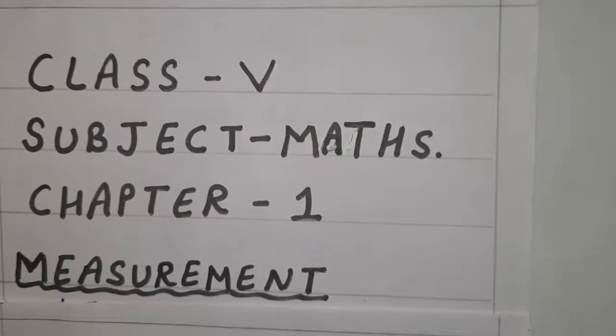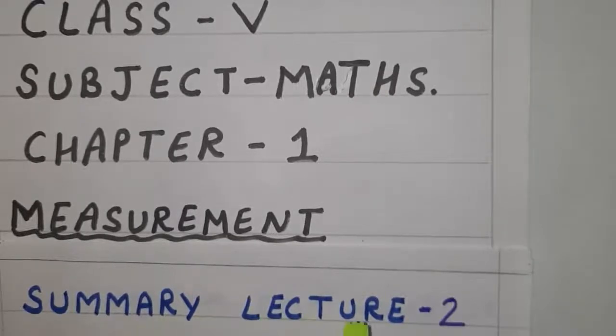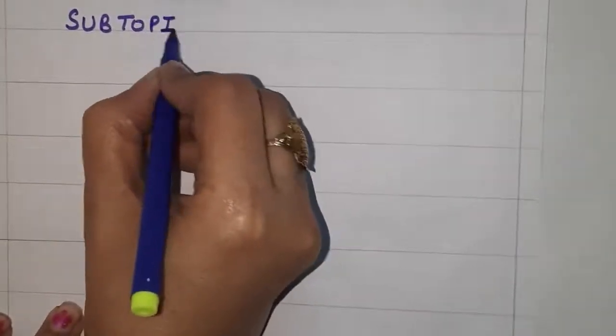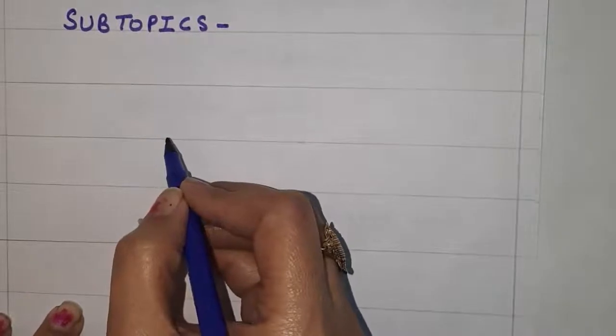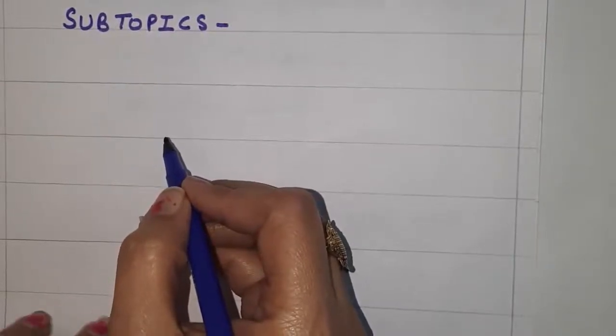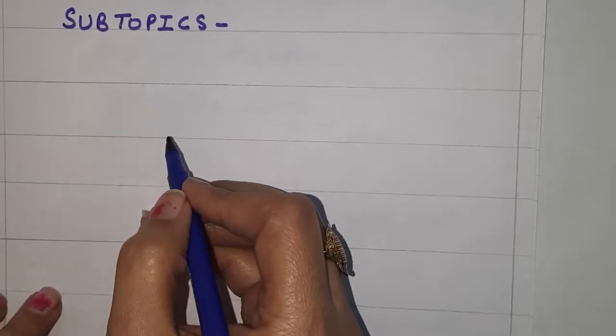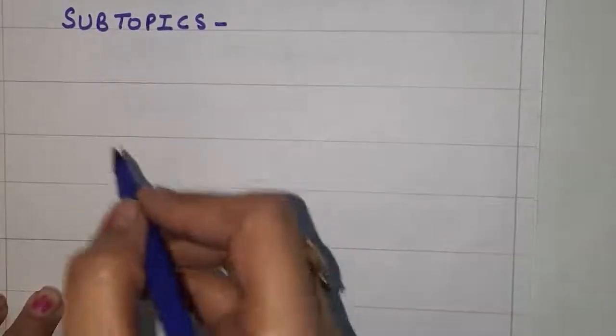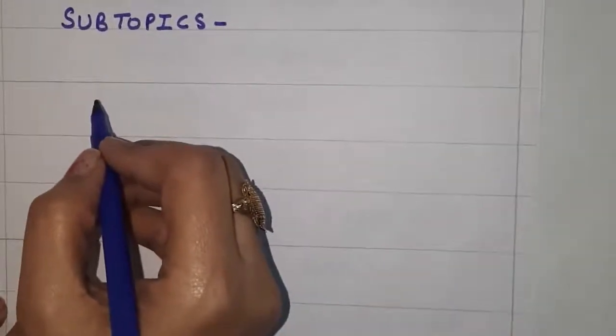Welcome back in your maths class, class 5th, subject mathematics. This is our chapter 1. Name of the chapter is measurement and it is our summary lecture 2. Subtopics for the chapter are: we have done conversion sums and the formulas in the previous lecture, summary lecture 1, and also we have done addition and subtraction of metric system. So in this summary lecture 2, it is in continuity.